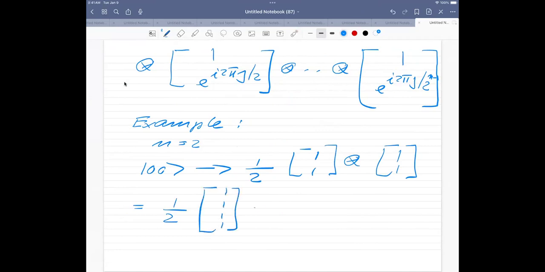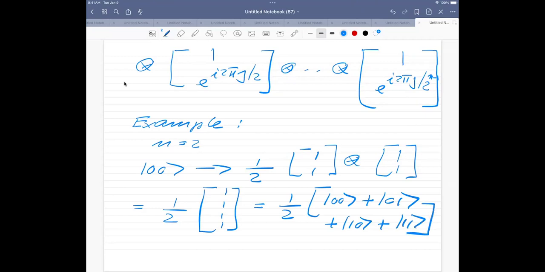And this is now a linear combination of the computational basis states. So what I get is 1/2 times |00> plus |01> plus |10> plus |11>. So what I've done with the Fourier transform now is that a state is being transformed into a linear combination of the computational basis states.